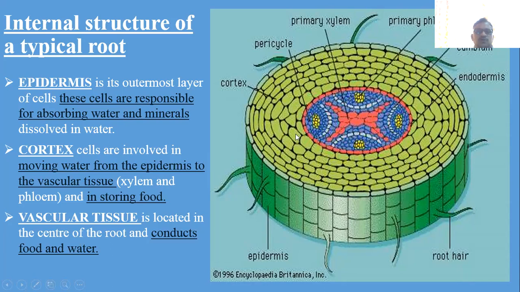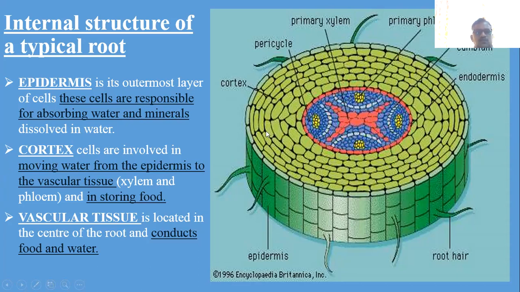Now, what is the role of these different cells? First of all, the epidermis, which is the outermost layer of the cell. These cells are responsible for absorbing water and minerals dissolved in the water. These epidermis cells perform the function of absorption of water, and they send it to the cortex, and then the endodermis to the xylem.